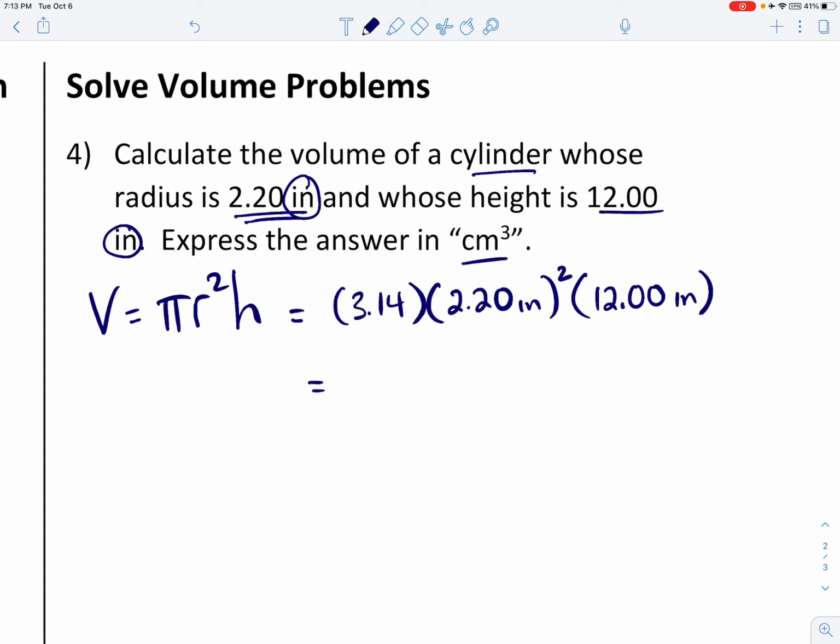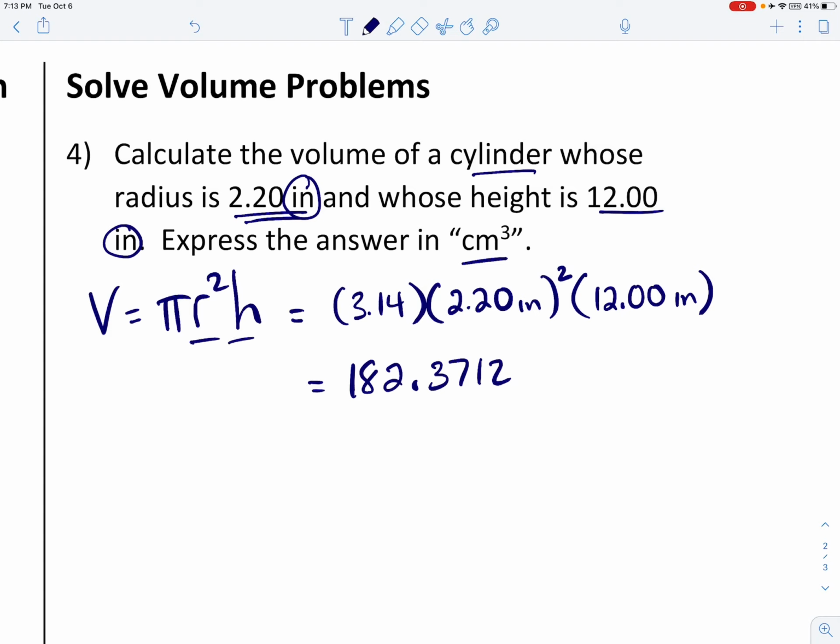My calculator gives me this big number. I hope you're doing this yourself, not just watching. Pause the video if I'm going too fast for you. 182.3712 is what my calculator says.